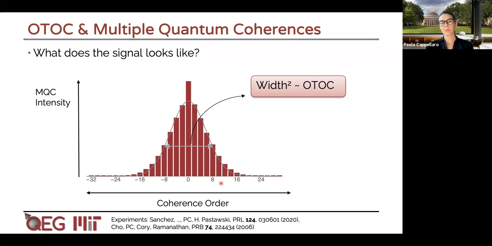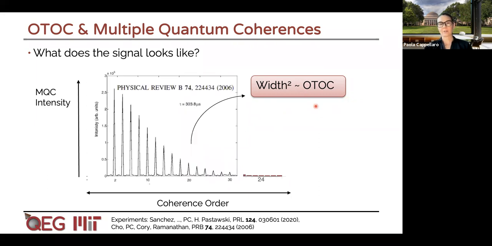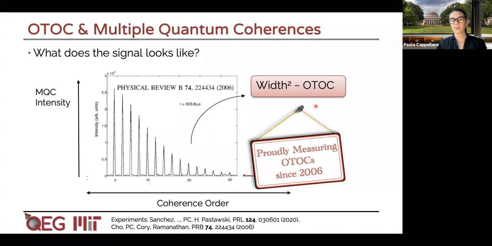If I plot this distribution and I look at the width, this is going to be proportional to this out-of-time order correlator. And indeed, I can say that myself, I've been proudly measuring OTOCs. I didn't know, but I was doing that already since my PhD back in 2006. This is one of the papers which we published then, looking at this MQC intensity. No reference to OTOCs, no reference to thermalization or anything like that, but we were already interested in how correlation arises in a complex many-spin system, because it's a useful tool to look at the dynamics.